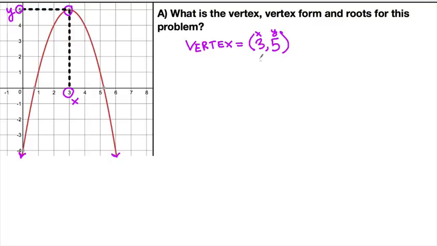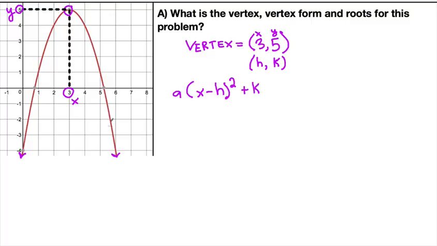And in vertex form, the x is called h, and the y is called k. So that's just another version. So x is h and y is k. The vertex form, if you remember correctly, is a(x minus h) squared plus k.